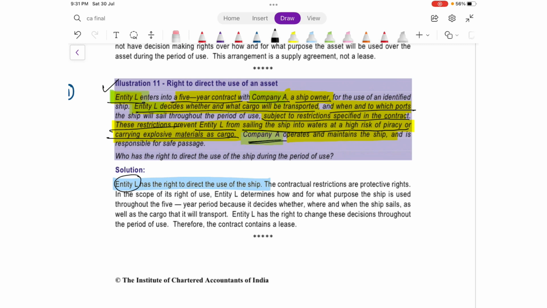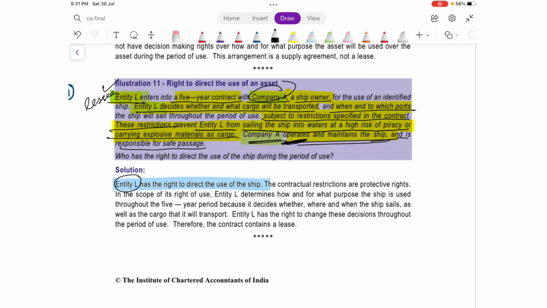Company A operates and maintains the ship and is responsible for safe passage. So here company A is operating the ship. But who decides where and how it should be operated, that is with the lessee only.